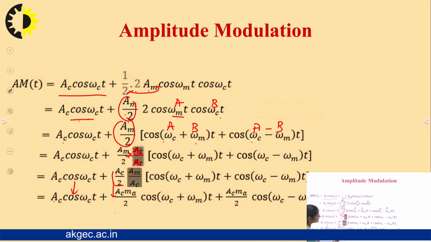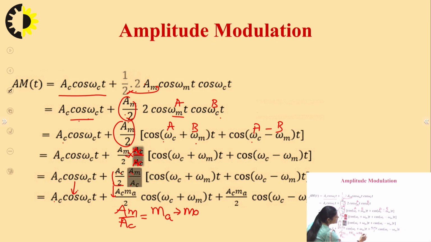Now AM by AC, that has been noted by MA, that is called the modulation index. This is called modulation index. So AC MA by 2 cos omega CM plus all the other equation will remain same.